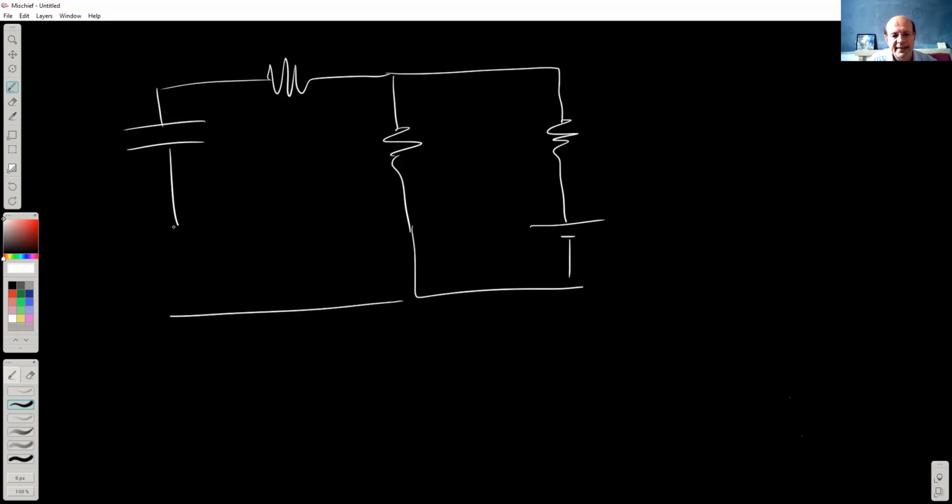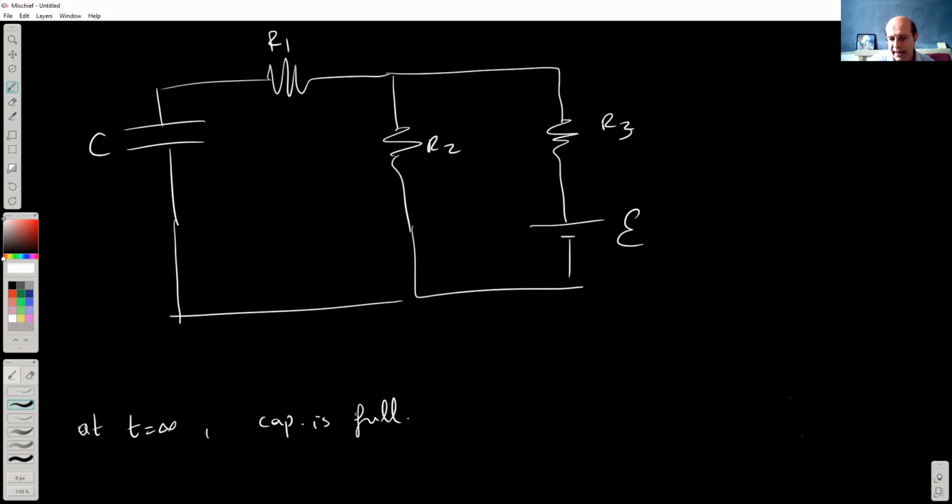All right, let's say it like this. So there's an EMF in here, and there are these resistors in here. Okay, so at t equals infinity, that means the capacitor is full. At t equals infinity, this is completely filled. Therefore, the charge on it will not be changing anymore, which means that the current on that branch is equal to 0.